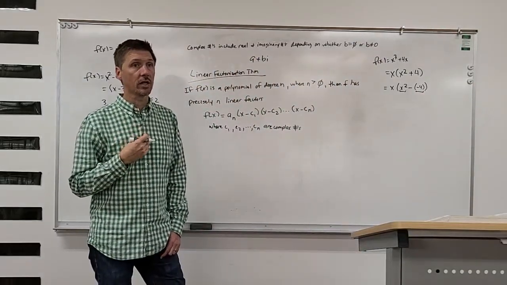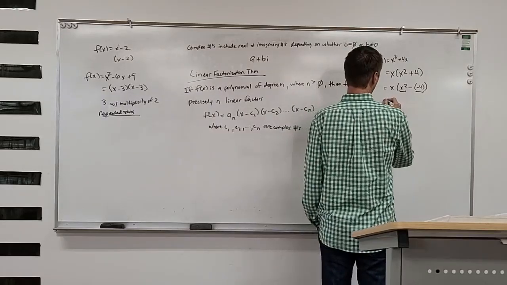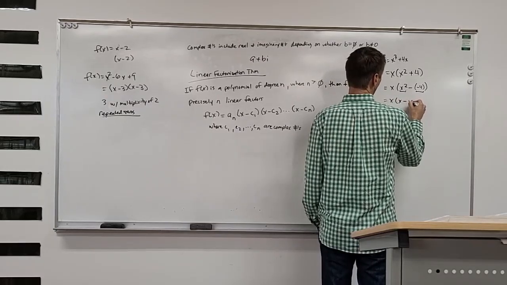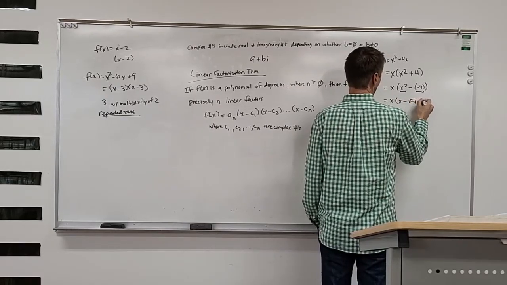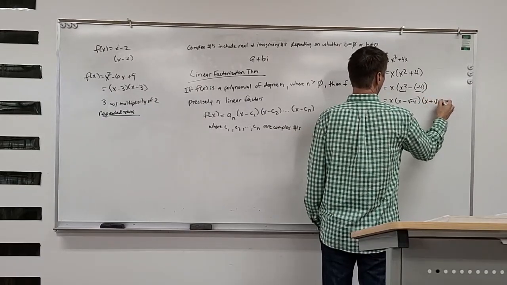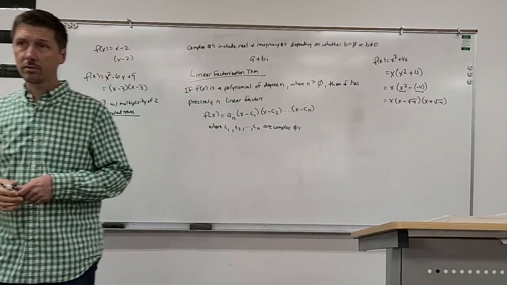If I start thinking about imaginary numbers, right? So now I have x times x minus square root of negative 4 times x plus the square root of negative 4. Everybody tracking with me so far?